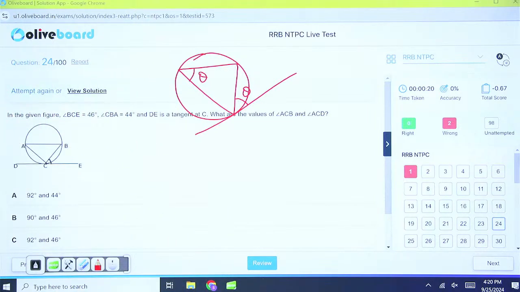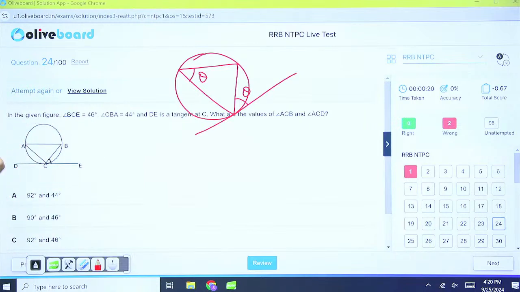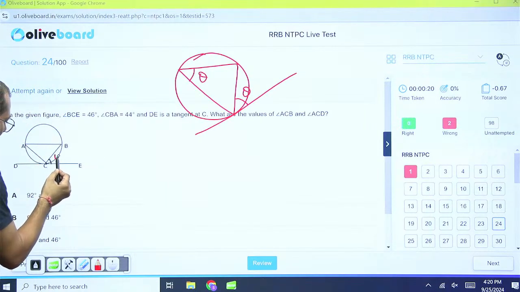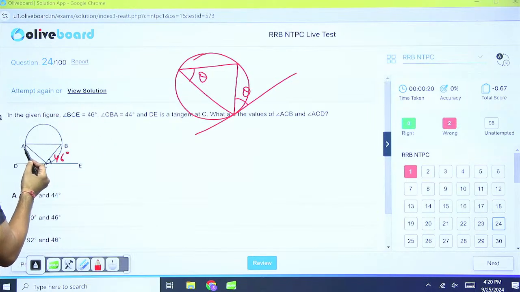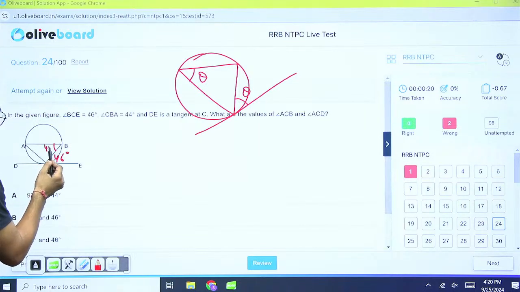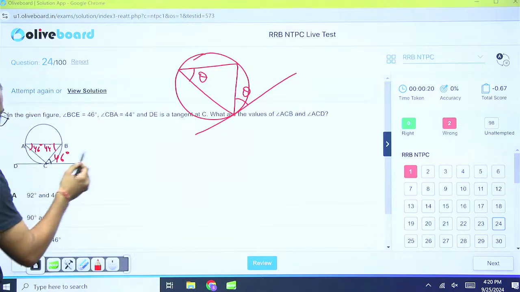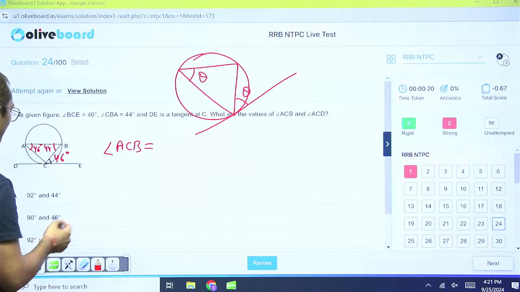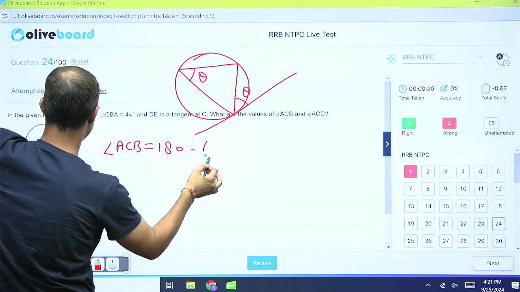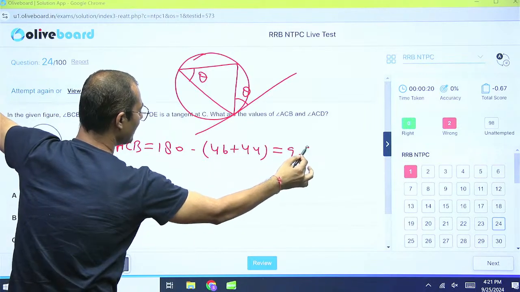So here the question is saying, in the given figure, angle BCE is equal to 46 degrees and CBA is equal to 44 degrees. See, CBA is equal to 44 degrees, and this is equal to 46 degrees, right? Is this equal? Yes or no? So the angle ACB would be equal to 180 minus (46 plus 44). So this would be equal to 90 degrees, right?